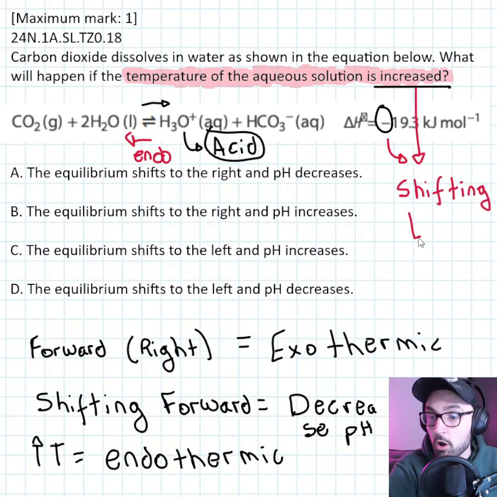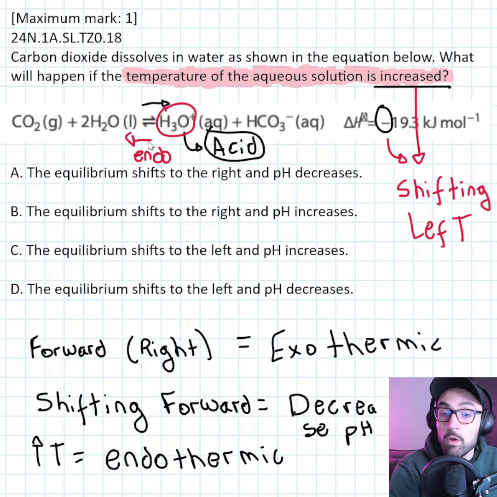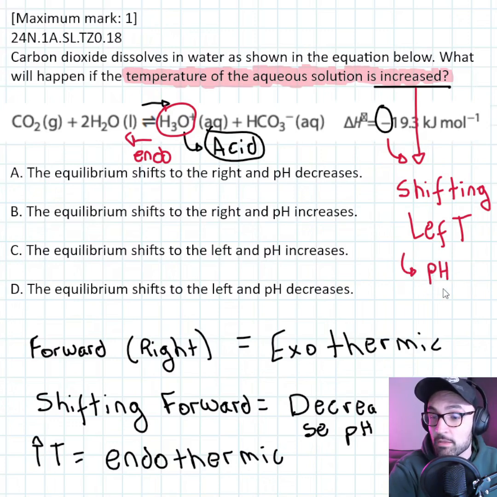What would be the consequences of shifting this equilibrium to the left? Well, I am going to now consume hydronium ions. I'm going to lower the concentration of these ions because I'm moving the reaction away from it. Therefore, the pH will become less acid. The pH will go up. The pH will increase. So we can already eliminate A and D.